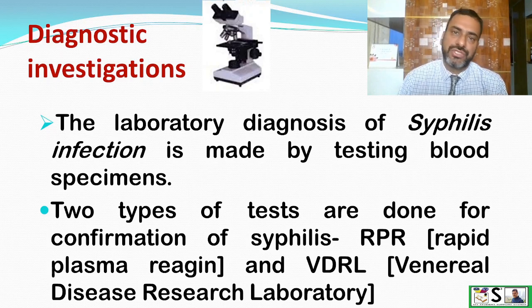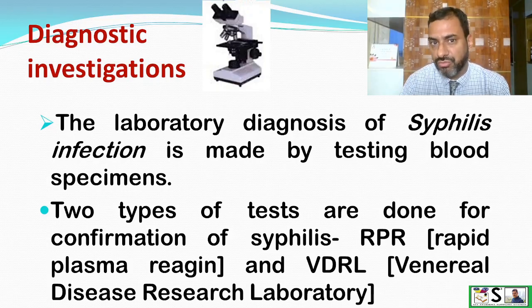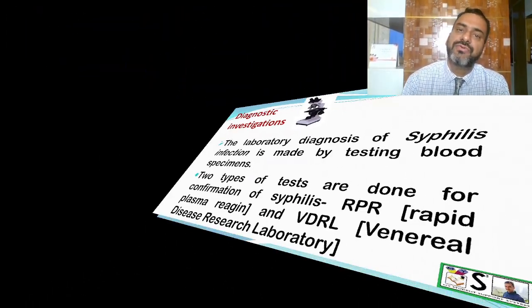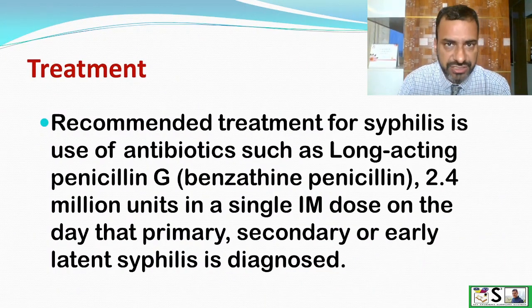The laboratory diagnosis of syphilis is made by testing of blood specimens. Two types of tests are done for the confirmation of syphilis. These are RPR, Rapid Plasma Reagin, and VDRL, Venereal Disease Research Laboratory. In exams it is asked what is the full form of VDRL, or for which disease VDRL is performed, so you can give the answer properly.